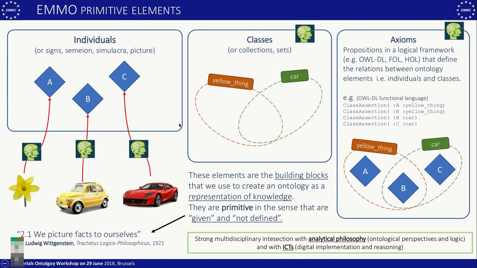What are the elements of the ontology that we use in the EMMO? First of all, we have the individuals. The individuals are what you can call signs, semeion, which is sign in Greek, simulacra, picture, whatever you want. They are signs that stand for a particular real object. The connection between the real object and the sign is always made by an interpreter, by an active agent that can say that the sign A stands for this type of object.